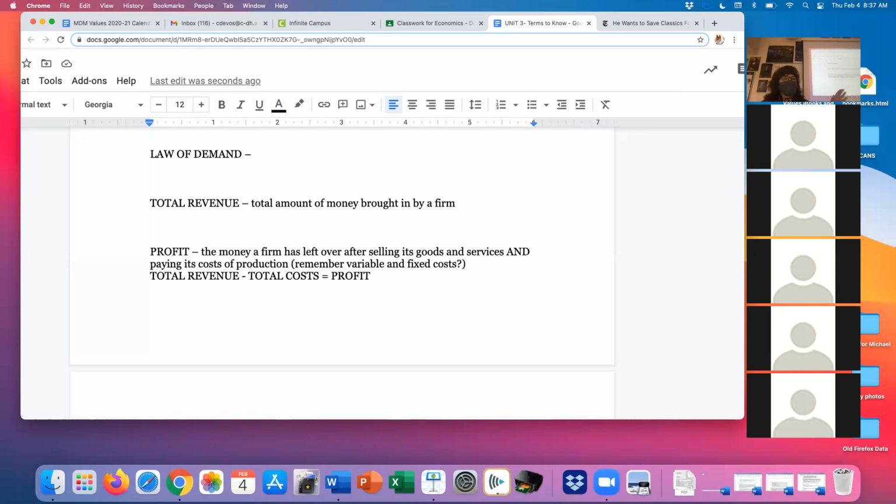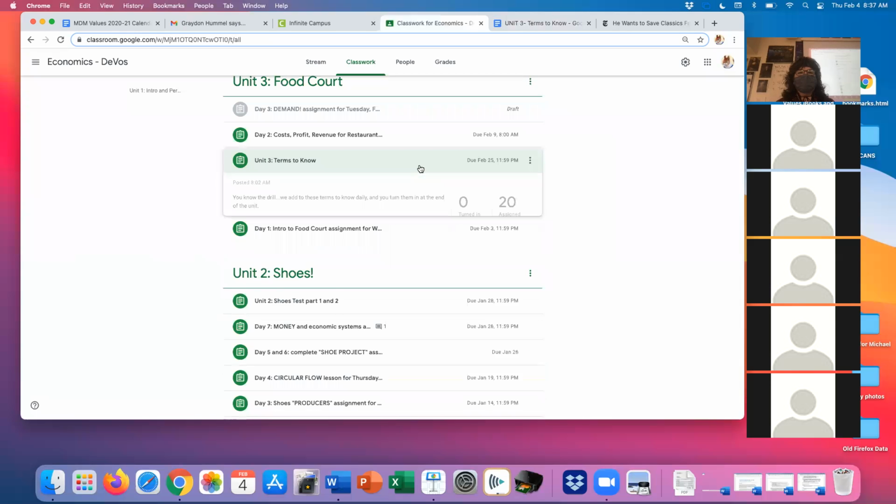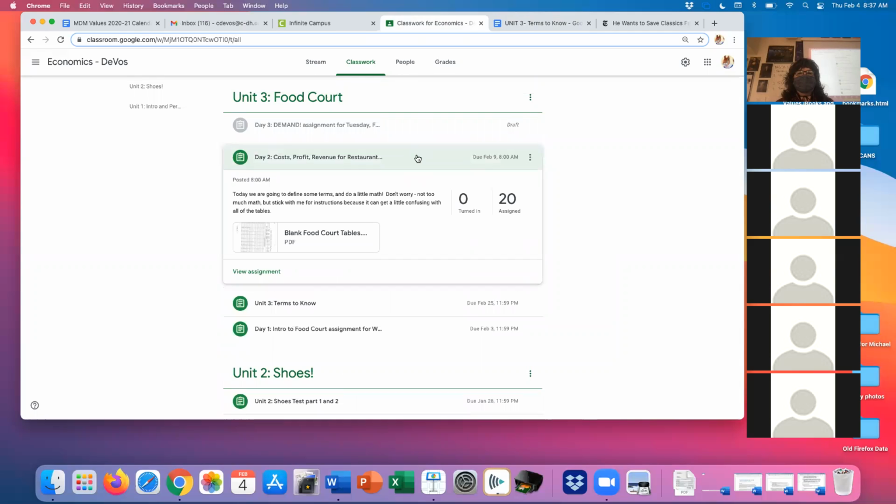All right, are we good? Now we are officially done with these terms. Now the next part gets a little bit, because there's all of these tables, right? So we're finished with terms. Now let's go to day 2. Day 2, that's today: cost, profit, revenue for restaurants. We're going to do a little math. And I said here, not too much math. Maybe you're a math whiz, you're like, this is simple baby math. Well, good for you, help us out. But stick with me for instructions, because it can get a little unwieldy and confusing. So let's look at this.